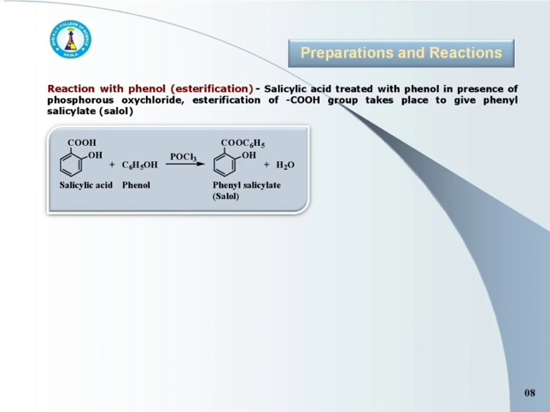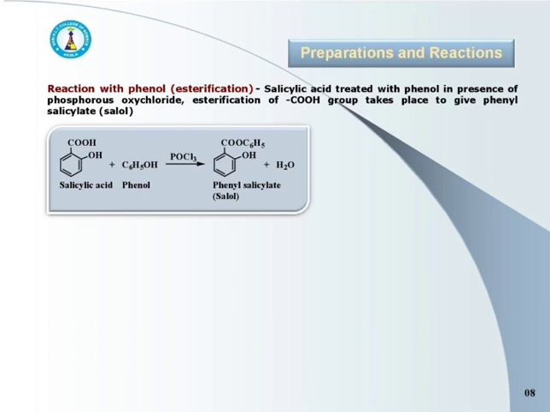The last one is the reaction of salicylic acid with phenol, again an esterification. When salicylic acid is heated with phenol in presence of phosphorus oxychloride, POCl3, esterification of the COOH group takes place and there is a formation of phenyl salicylate, which is commonly called salol.